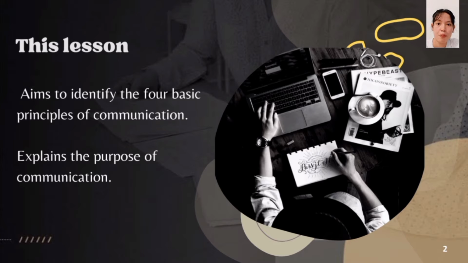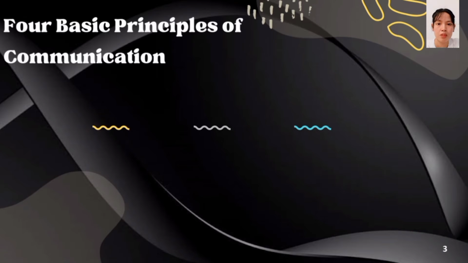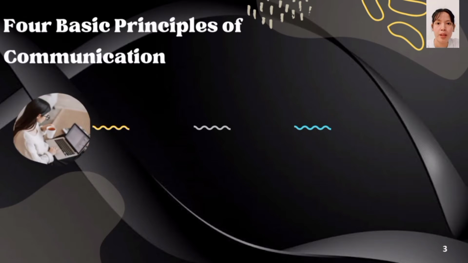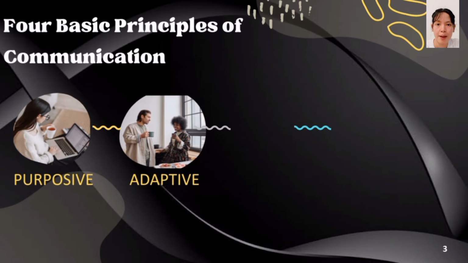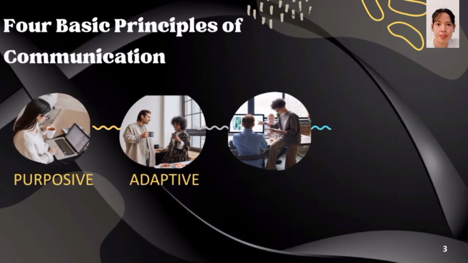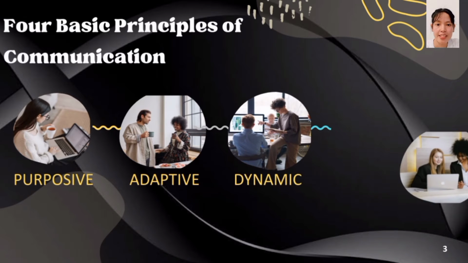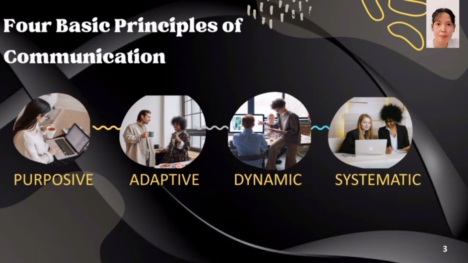What principle do you impose on yourself when talking to your friends or even chatting on Messenger? So in here, we have the four basic principles of communication. One is purposive, adaptive, dynamic, and last but not the least is the systematic.